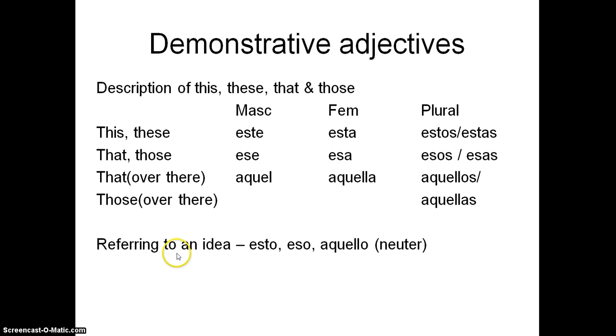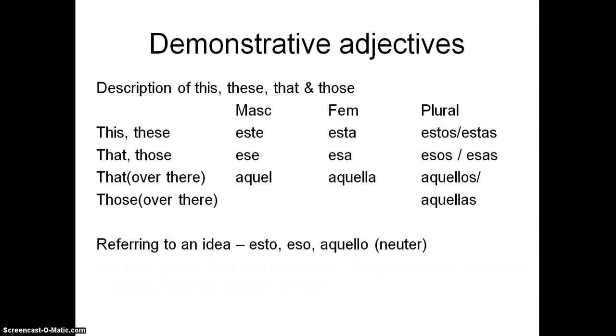Okay, now there's one more that goes on to this, which isn't very common in Spanish. We have esto, eso, and aquello. Esto meaning this, eso meaning that, and aquello meaning that one over there. And they're kind of a neuter one because they refer back to an idea that's neither masculine, feminine, or plural.